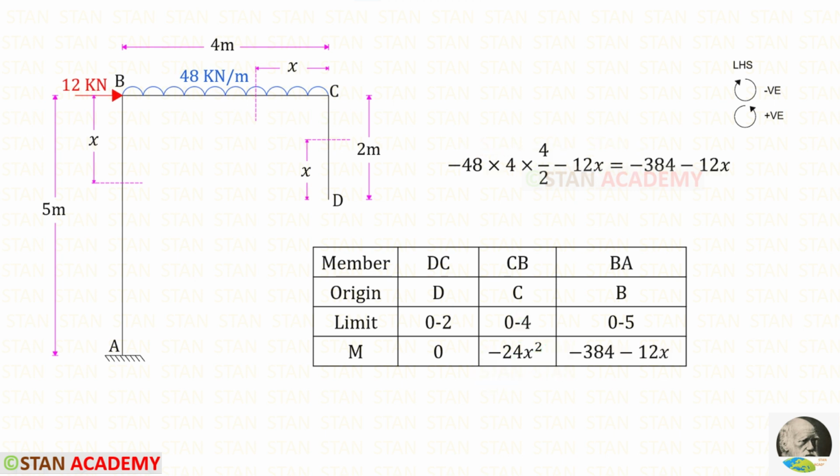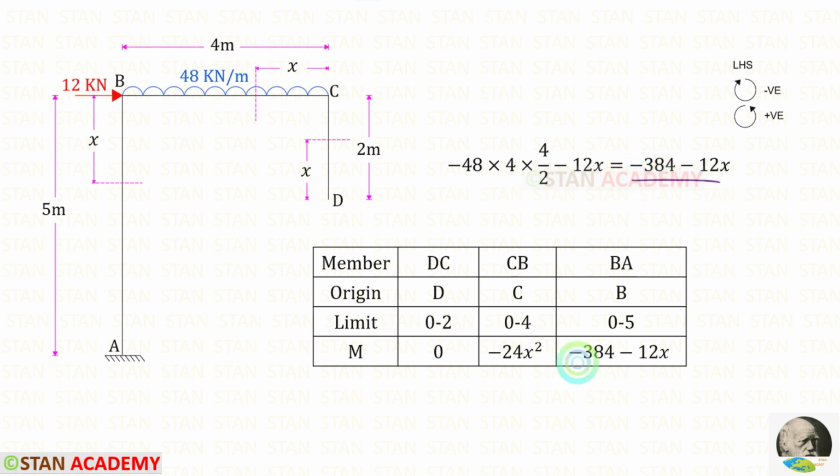Let us find the moment in BA. Up to this section, we have the point load and the UDL. The UDL is acting in the clockwise direction, so it will be negative, and the distance is 4. So 4 into 4 upon 2. The point load is acting in the clockwise direction, so it is also negative, and the distance is x. When we calculate this, we will get minus 384.